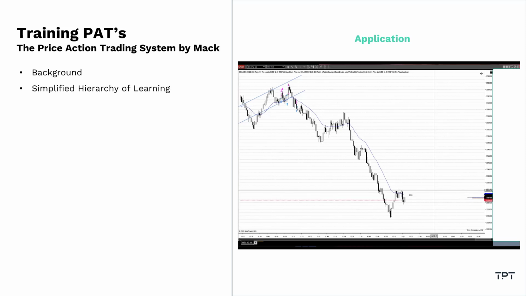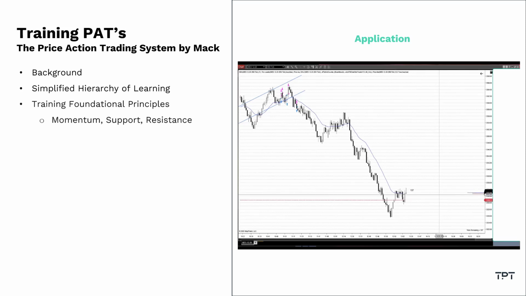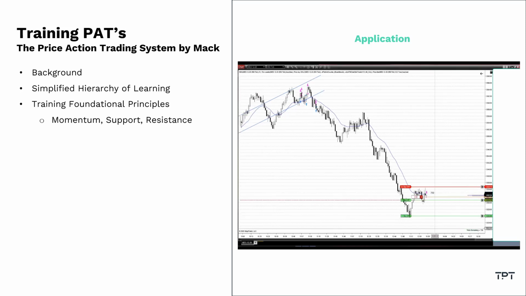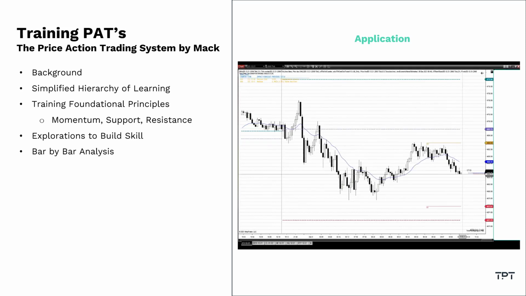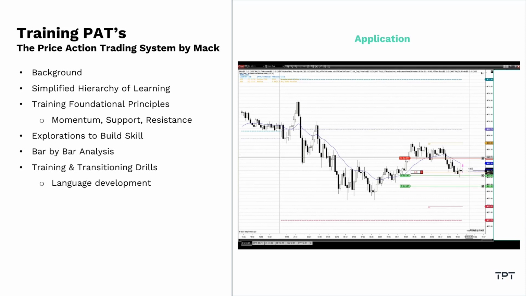This works because it is a simplified hierarchy of learning. Order definitely matters. We train the foundation principles of momentum, support, and resistance. There are explorations to build skills. This helps to internalize the concepts and is important. Bar-by-bar analysis is offered. This helps you to see both the structure of the market as well as decisions. We train transitional drills to be able to understand the language, how the market flows. It also allows us to move from a static to live environment.